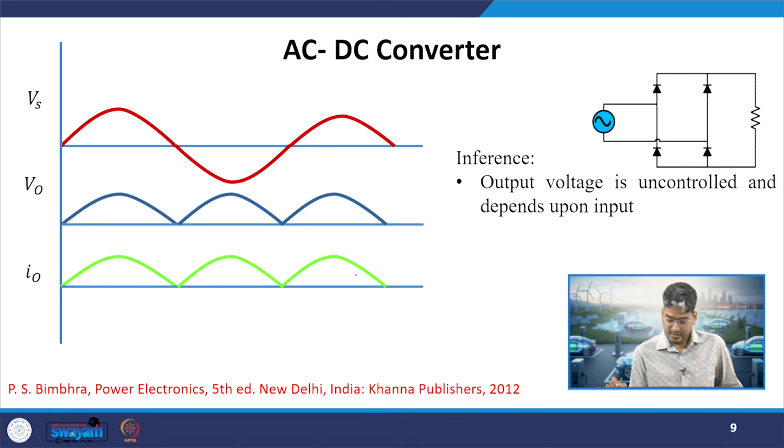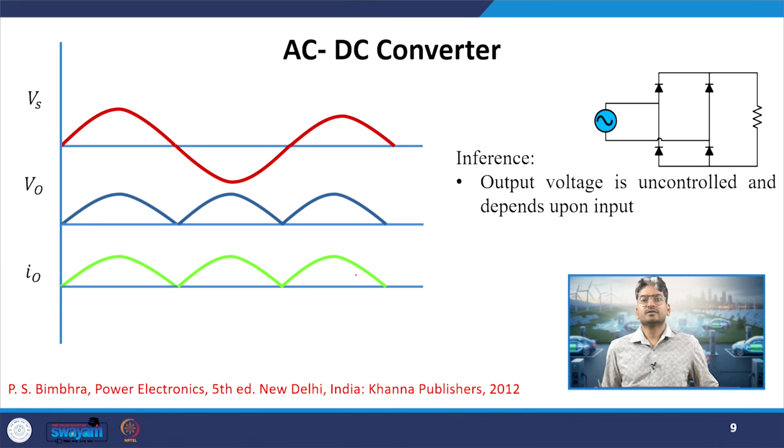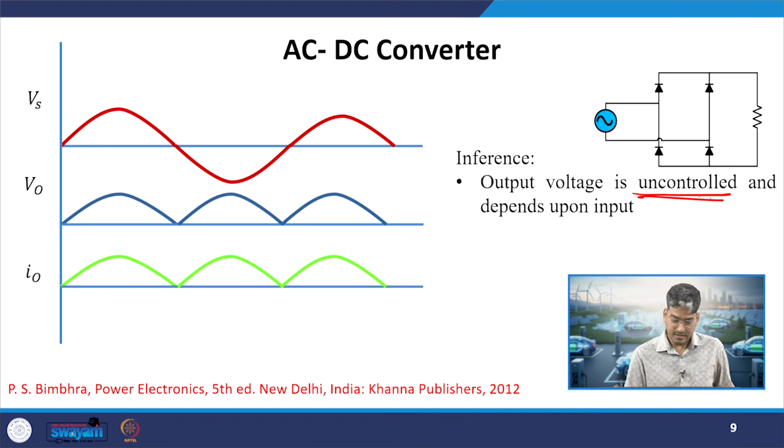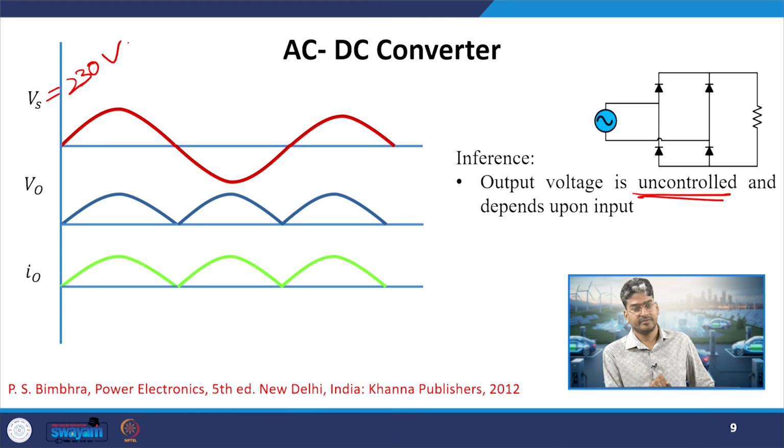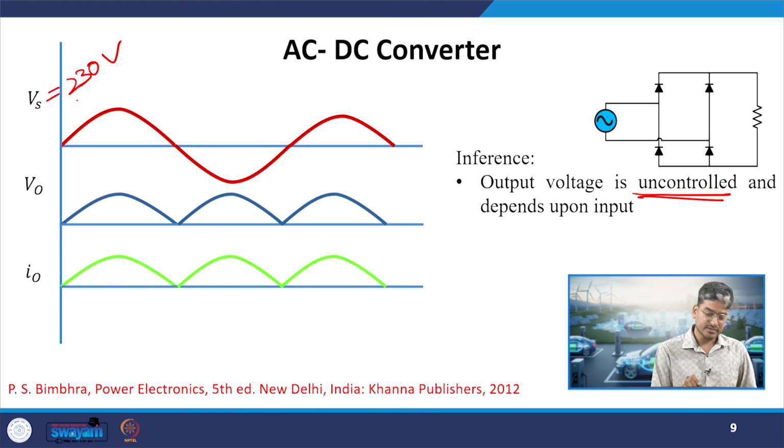Now, what are the conclusions from this? The output voltage is uncontrolled. Why? Suppose this is connected to a single phase household supply whose RMS value is 230 volts, or I can say 311 volts at the peak value. If this is fixed at 230 volts, then my rectified voltage is also fixed.